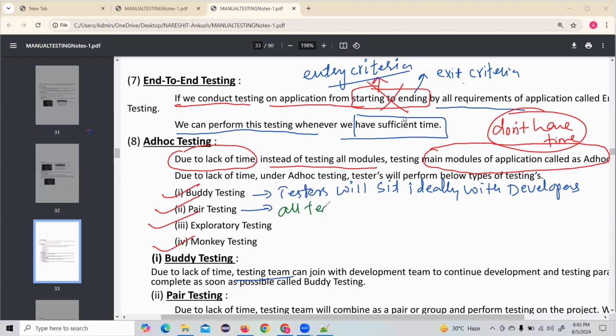All team members sit together and they will test. Exploratory testing. I'll tell you the scenario. Okay, let us write this first. End-to-end testing. Finish it.